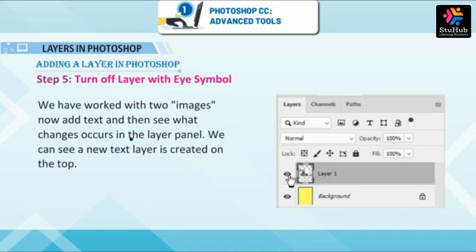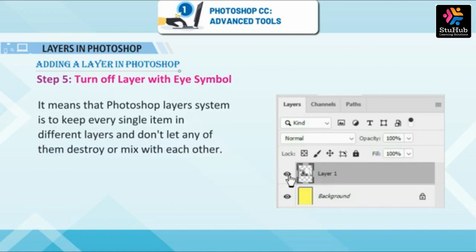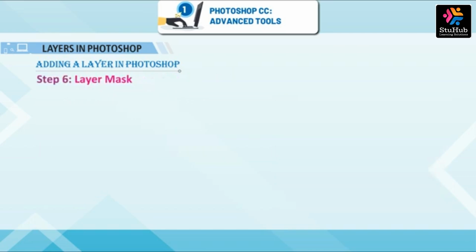We have worked with 2 images now. Add text and then see what changes occur in the layer panel. We can see a new text layer is created on the top. It means that the Photoshop layers system is to keep every single item in different layers and not let any of them destroy or mix with each other.